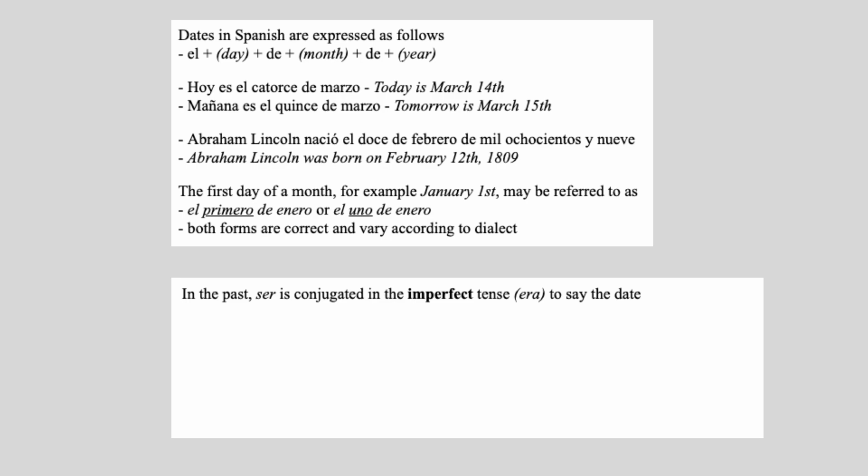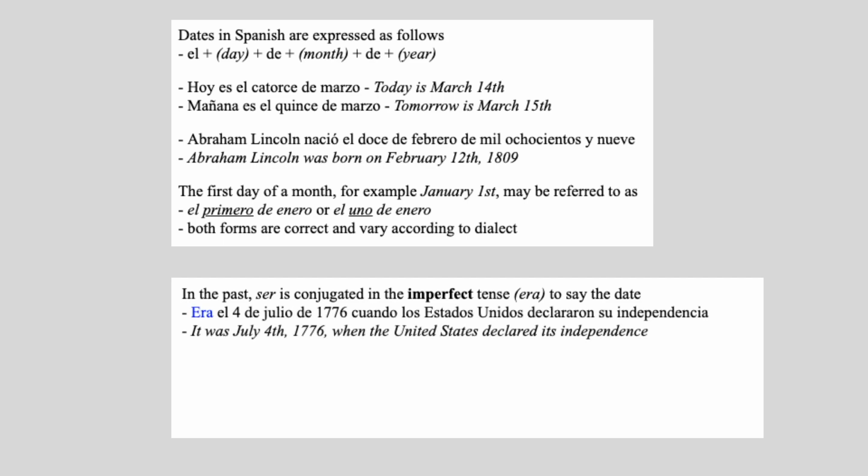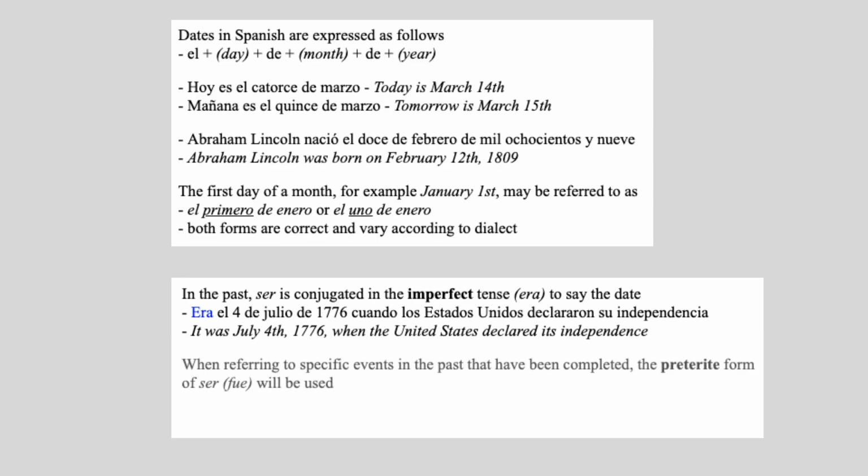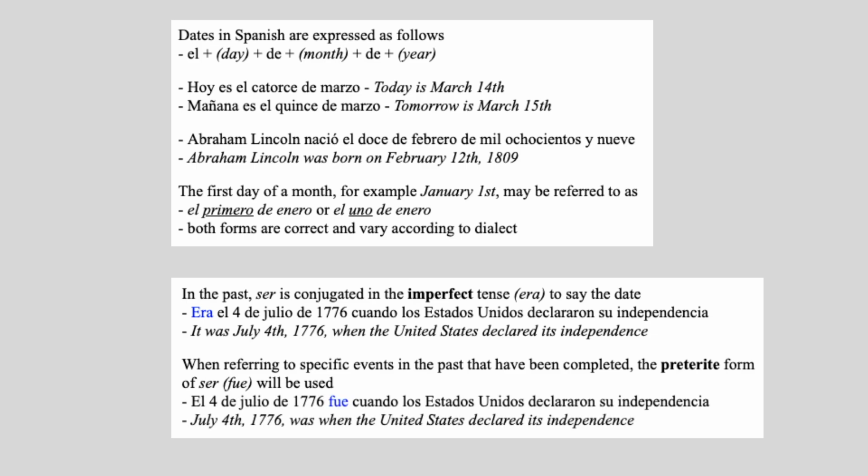Just like with time, ser would be conjugated in the imperfect if referring to the date in the past. Era el 4 de julio de 1776 cuando los Estados Unidos declararon su independencia. If you refer to a specific event in the past that has been completed, then the preterite form of ser will be used. El 4 de julio de 1776 fue cuando los Estados Unidos declararon su independencia.